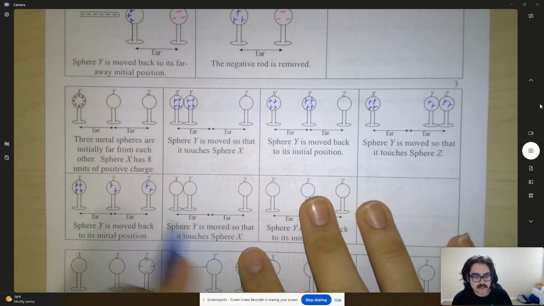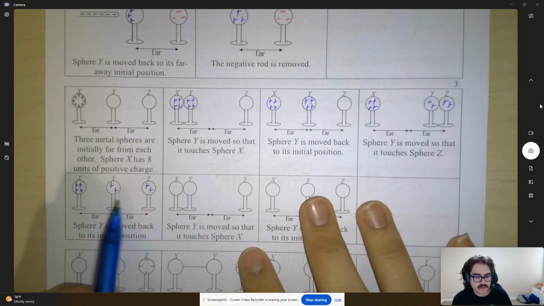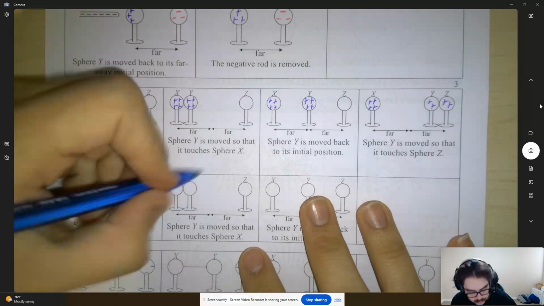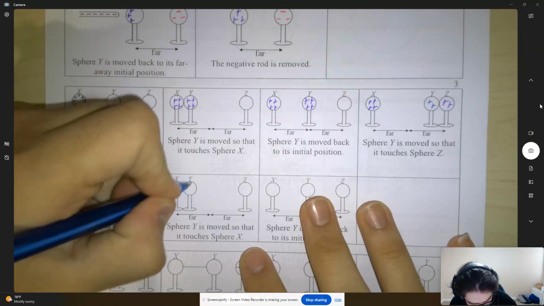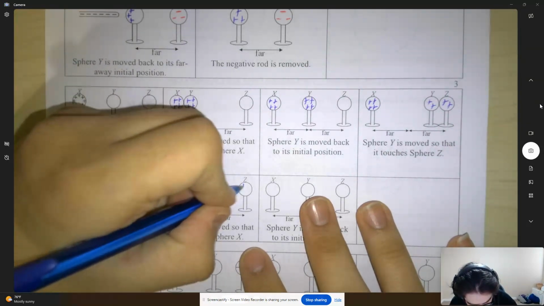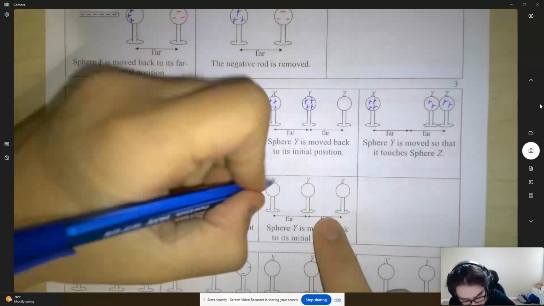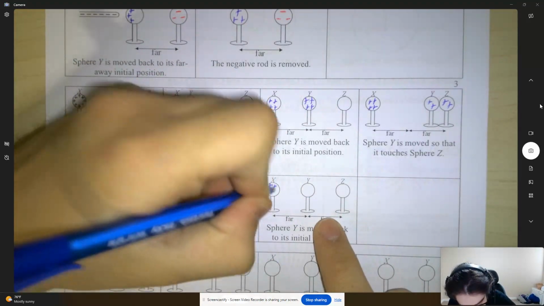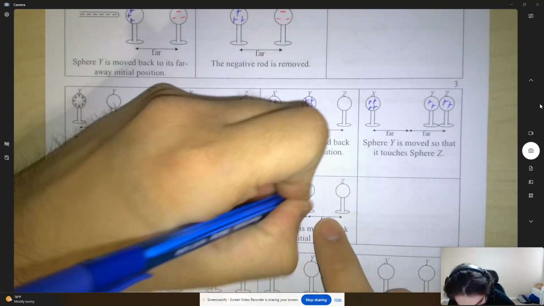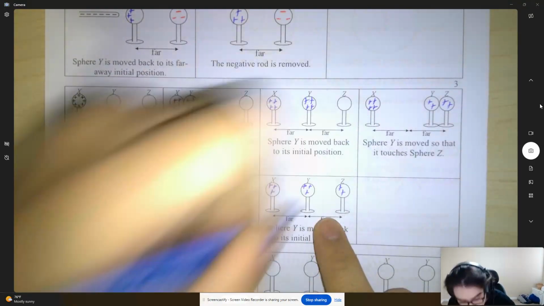When we bring sphere Y to touch sphere X, they're going to share the 6 total charges between them. So they should both end up having 3, and Z still has 2 over here. Okay? And then when we move Y back, X keeps its 3, Y keeps its 3, and Z keeps its 2.